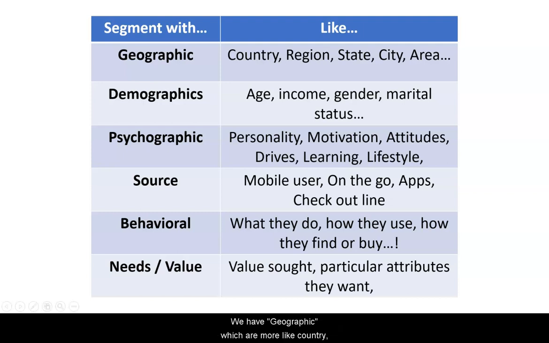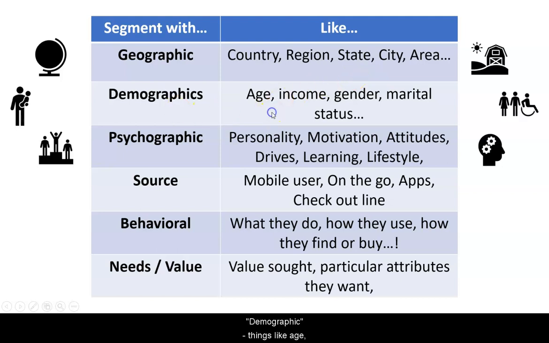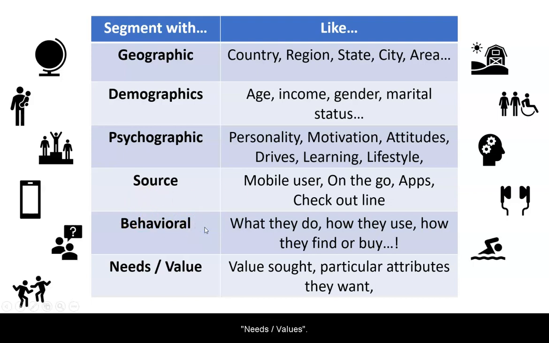We have geographic, which is more like country, region, state, city, area. We have demographics, things like age, income, gender, marital status, and psychographic: personality, motivation, attitudes, drives, learning, lifestyle. We have things like source, mobile users. Where are they coming from? Are they on the go? Are they looking through your app? Are they in a checkout line? That sort of thing.